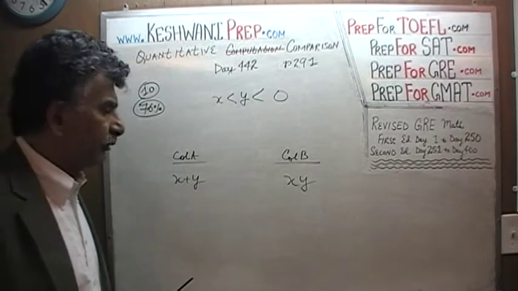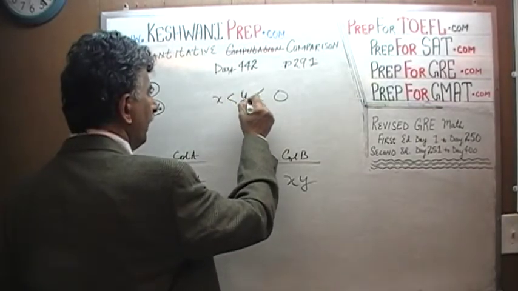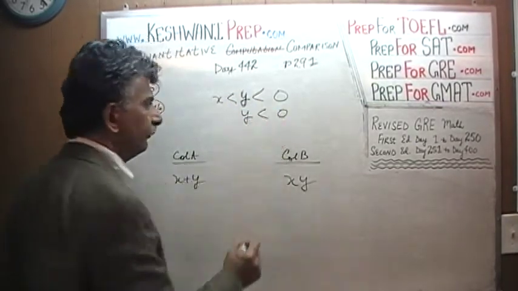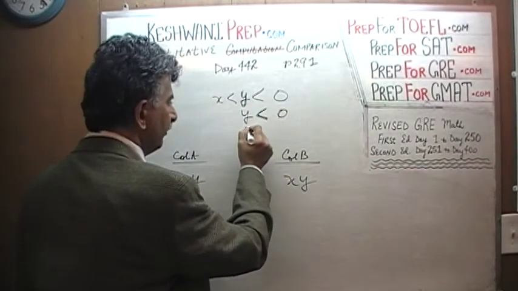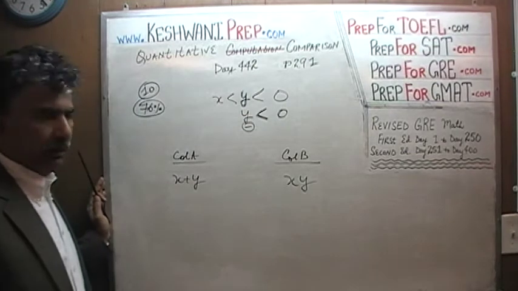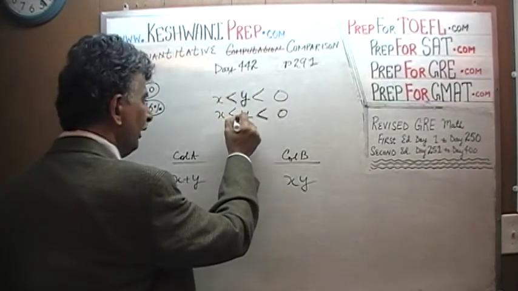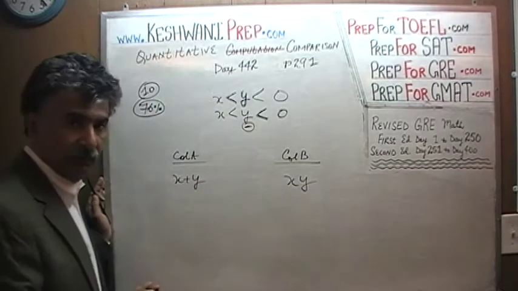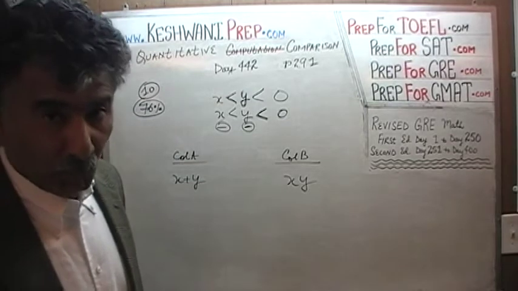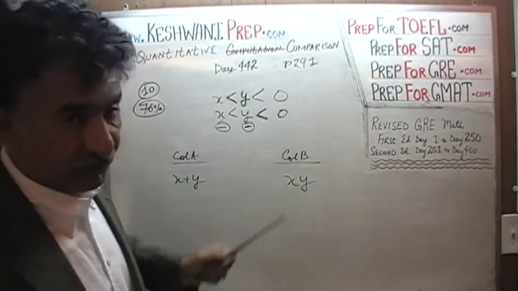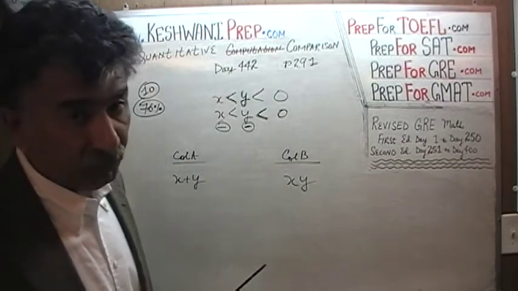Okay, here we go. Here's what's going on. We are told that y is less than 0, which means y is a negative quantity. We are further told that x is less than y, which means if y is negative, x must also be negative, because x is even less than y.